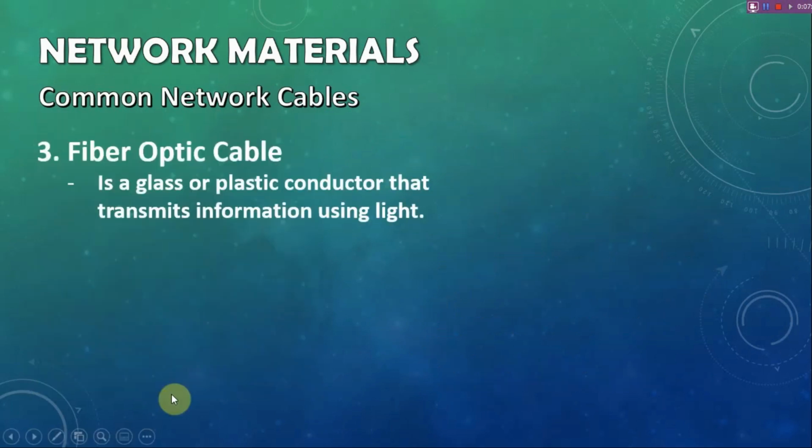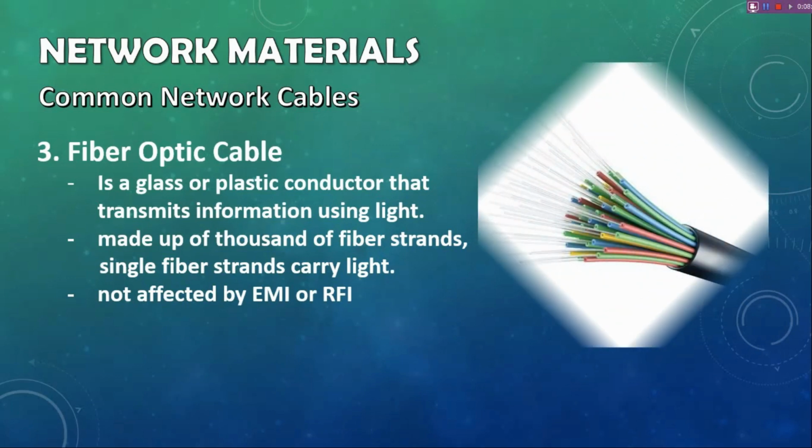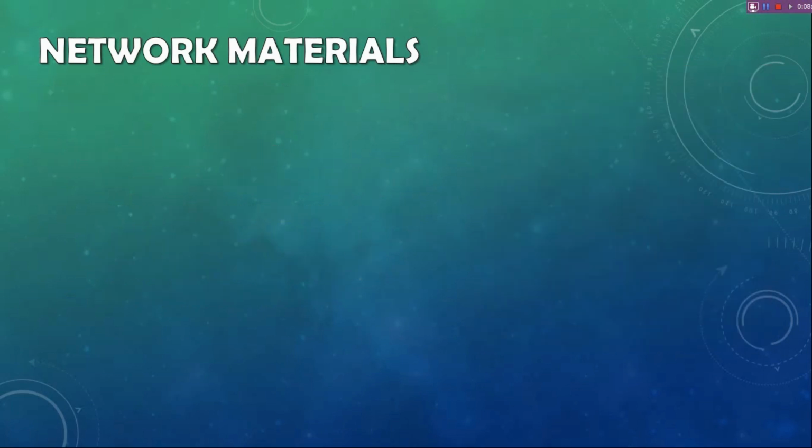Next is the fiber optic cable. Fiber optic cable is a glass or plastic conductor that transmits information using light. It is made up of thousands of fiber strands, and each strand is as thin as a human hair and can carry light. It's not affected by electromagnetic interference or radio frequency interference. So this is the example of fiber optic cable.